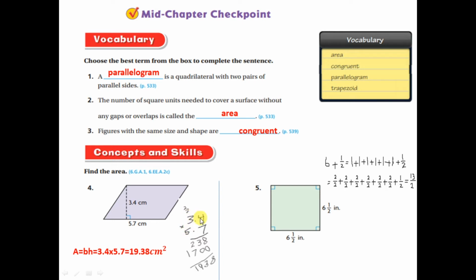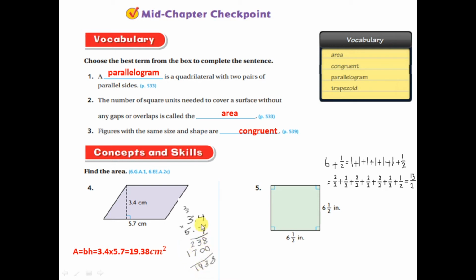5 times 4 is 20. Put 0 and 2 up. 5 times 3 is 15 plus 2 is 17. Then plus all the numbers here, all the 2 steps. 8 plus 0 is 8. 3 plus 0 is 3. 2 plus 7 is 9. And 1 plus nothing is 1.